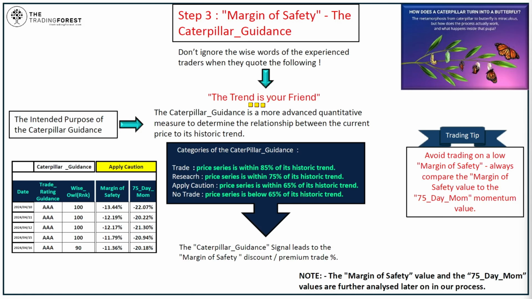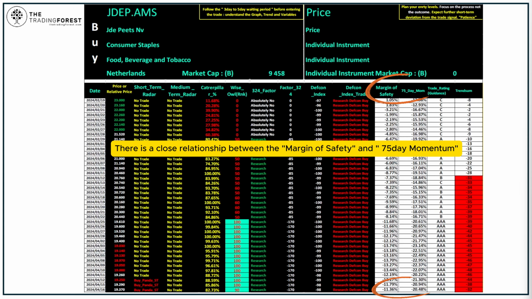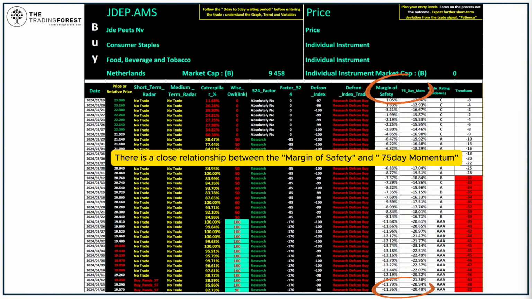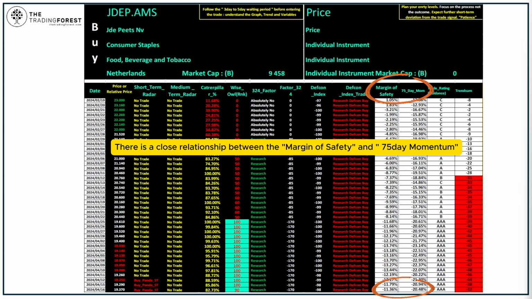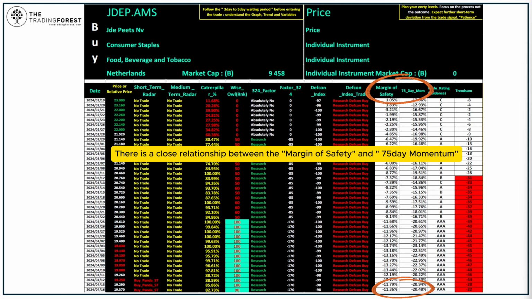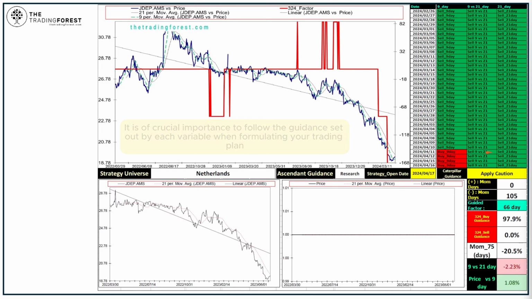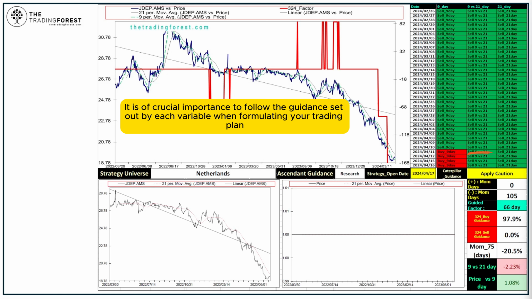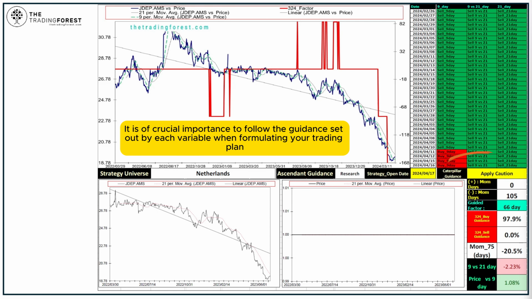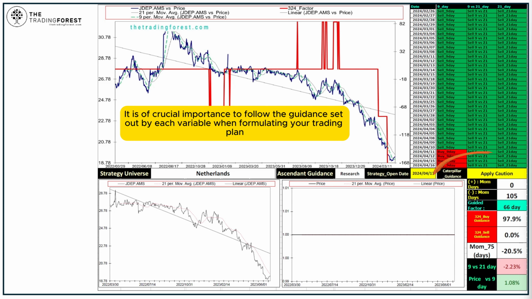The trend is your friend. The Caterpillar guidance is a more advanced quantitative measure to determine the relationship between the current price and its historic trend. Avoid trading on a low margin of safety and always compare the margin of safety value to the 75-day momentum value. Margin of safety and the 75-day momentum values can be found on the main page with all the variables. We can clearly see that the 75-day momentum is lower than the margin of safety. The Caterpillar guidance can be found on the graphic illustration page. It is of crucial importance to follow the guidance set out by each variable when formulating your trading plan.